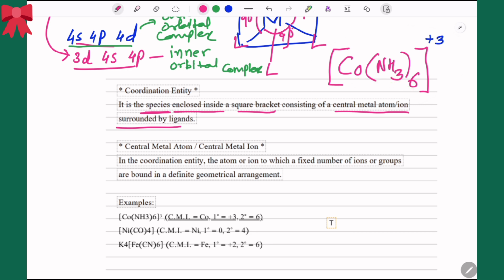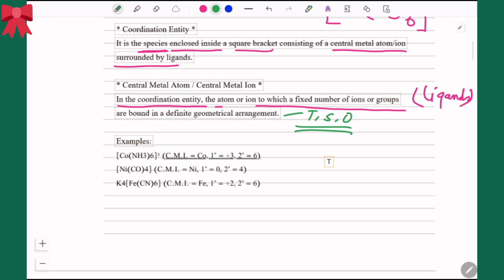What is the central metal atom or ion? Of course, we know in the coordination entity, it is the atom or ion to which a fixed number of ions or groups are bound. What do you mean by fixed ions or groups? Ligands. So certain children can just write ligands bound in a definite geometrical arrangement. What geometrical arrangement? Just now we discussed it could be tetrahedral, it could be square planar, it could be octahedral, right? So in this manner, you can discuss a lot of examples.